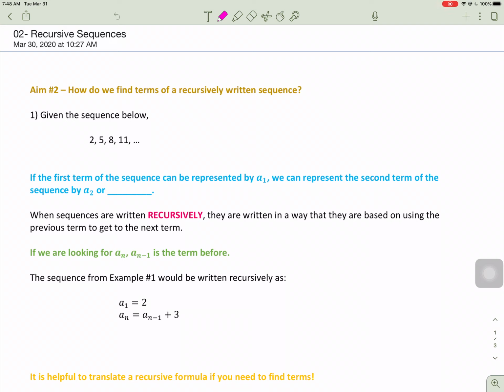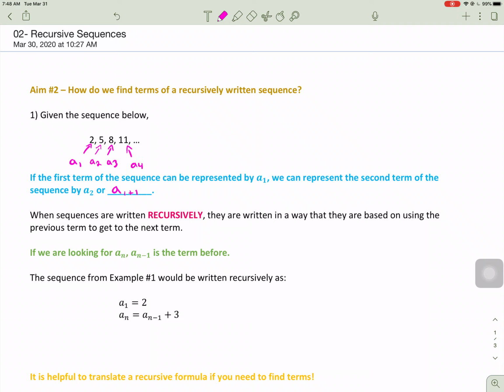If the first term of the sequence is a sub 1, that would be 2. It says we can represent the second term of the sequence by a sub 2. So this would be a sub 2, or a sub 1 plus 3. So you go up by 3 each time. So this will be a sub 3, a sub 4.